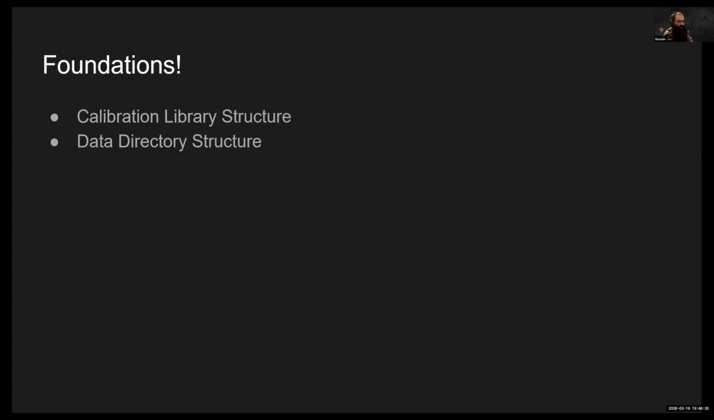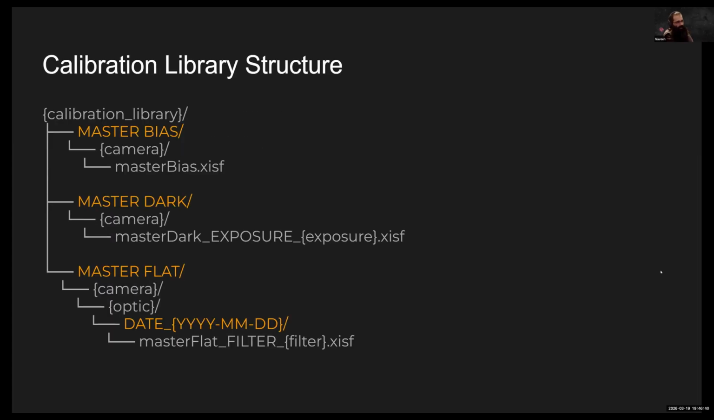I'm going to get real quick into the directory structure that I use. So the calibration library, there's 3 subdirectories: master bias, master dark, master flat. Bias and dark have a subdirectory for each camera. And then under flat, you have camera and optic, or whatever you call your telescope or lens, and then the date for the flat.